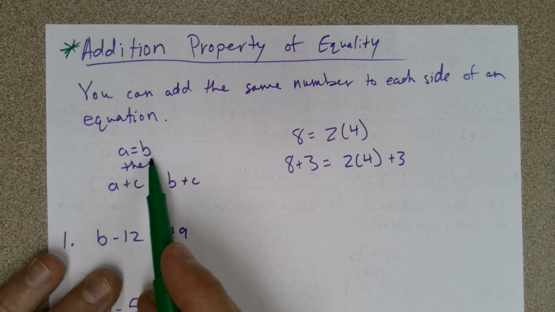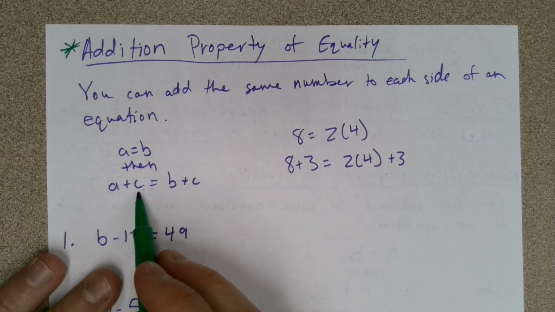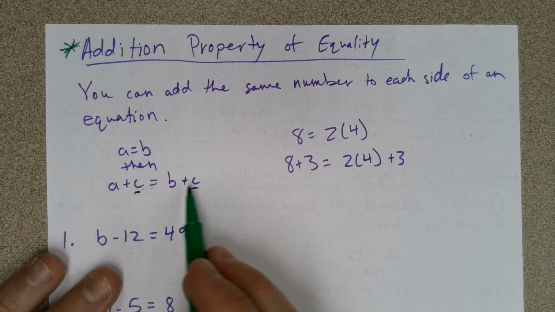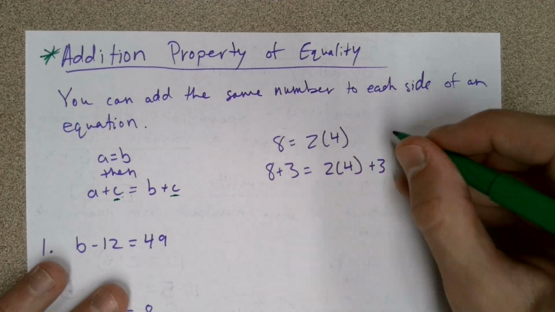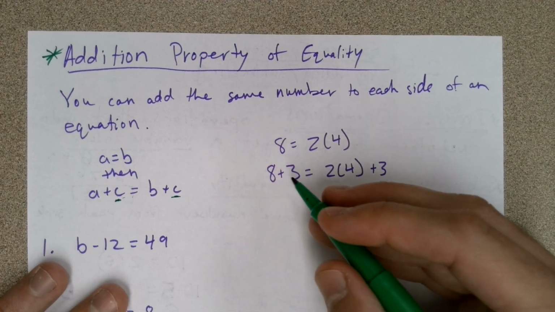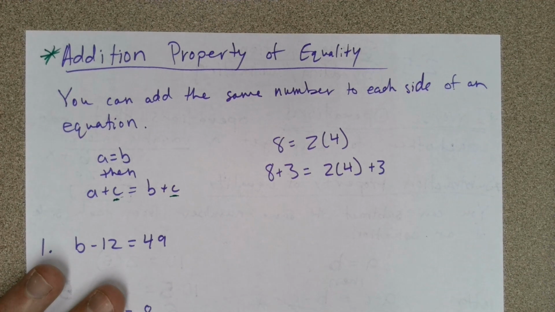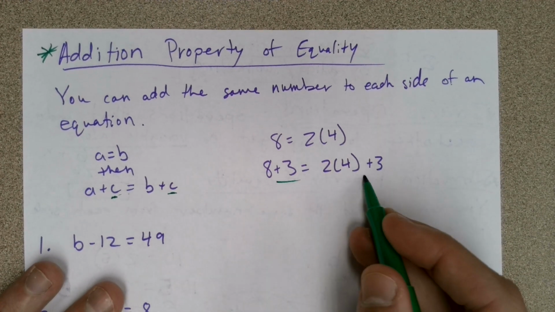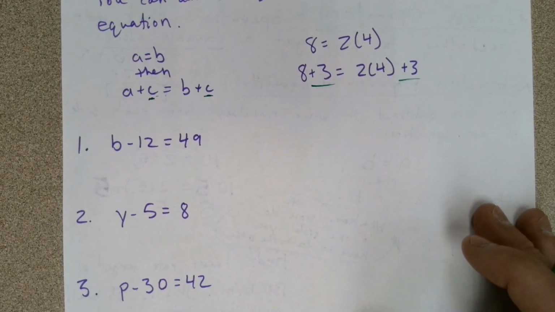So they have A equals B. Then we know that A plus C equals B plus C. We're allowed to add this number C as long as these two are equal. For example, we have 8 equals 2 times 4. We know 2 times 4 is 8. 8 plus 3 is 11. 2 times 4 is 8 plus 3 is 11. We're allowed to add 3 to each side as long as we do it to both. Whatever you do to one side, you have to do to the other.